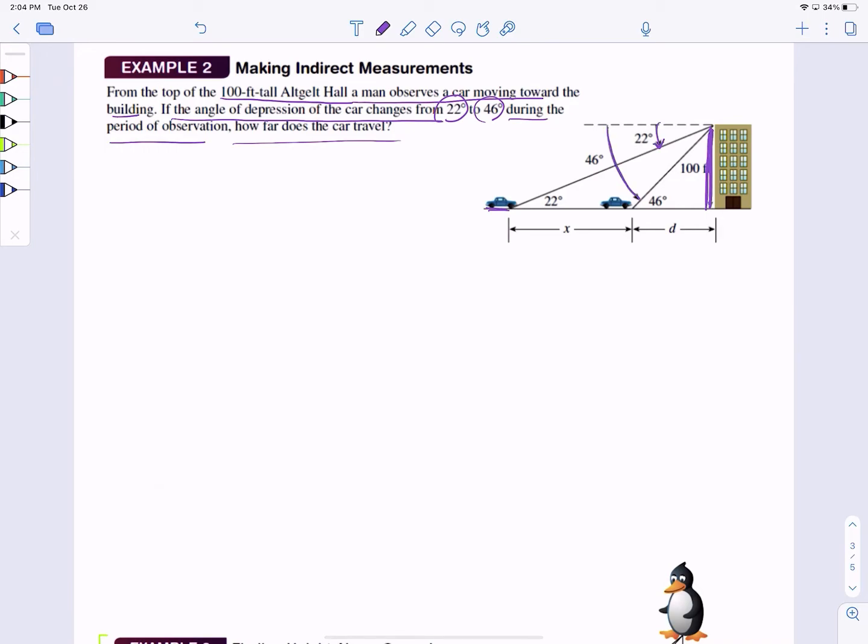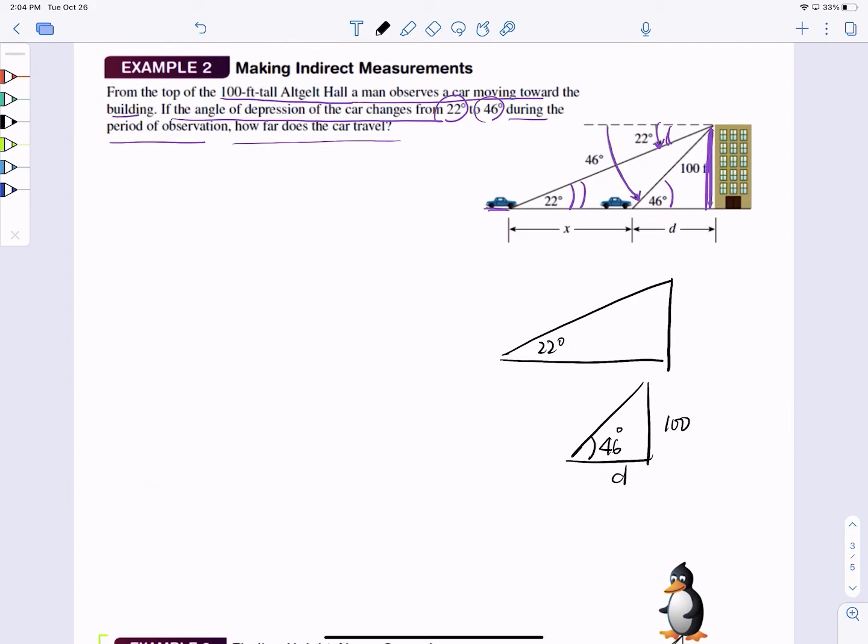For the test that's coming up, you should be able to draw these pictures on your own and imagine it. Okay? All right. So you see why these are equal, right? Because they're alternate interior angles. So I'll say these two angles are equal, and then these two angles are equal, 46. I think it's really beneficial if you actually draw the pictures separately too. So you have this picture here, but you actually have this picture here too. 46 degrees, 100, 22 degrees. And this whole thing is x plus d, and then you have 100 feet here. I think that picture should help you.